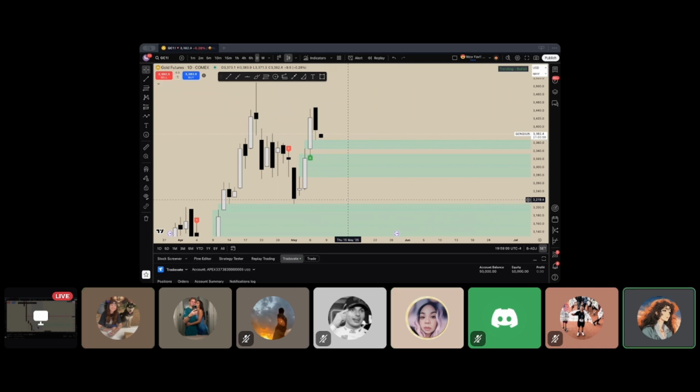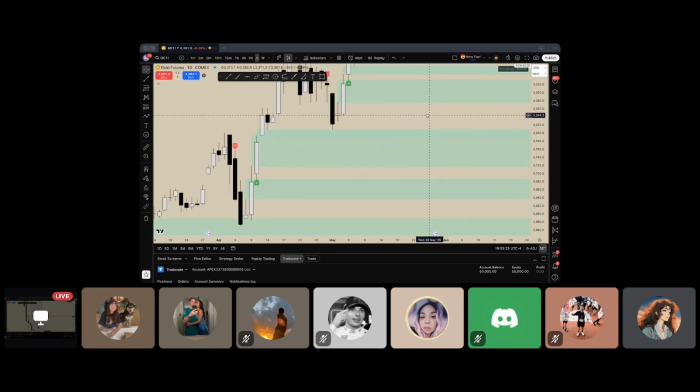Daily candle. Right now, we're closer to yesterday's lows than we are to the highs. So we're more likely to sweep liquidity at yesterday's lows and then keep going down. I like that. Okay, bet.